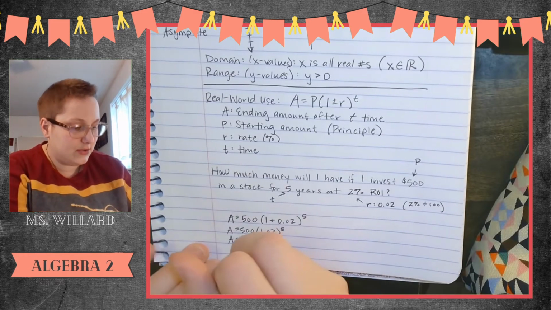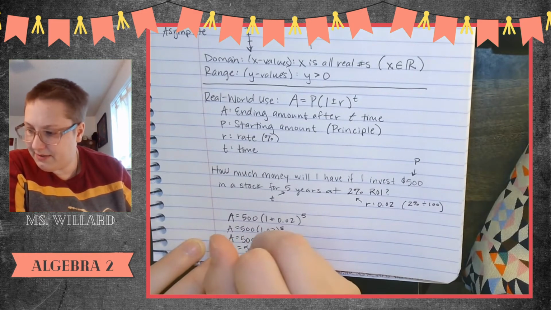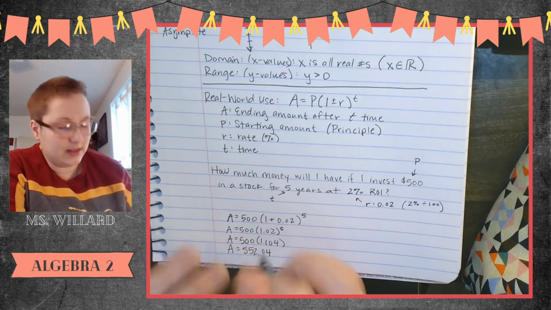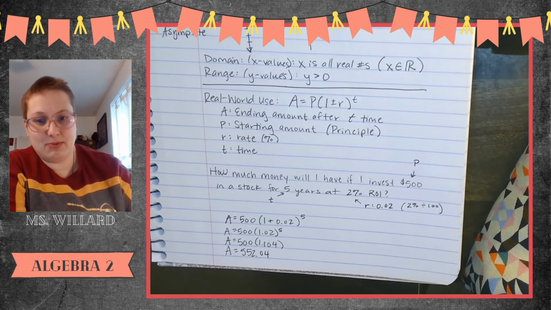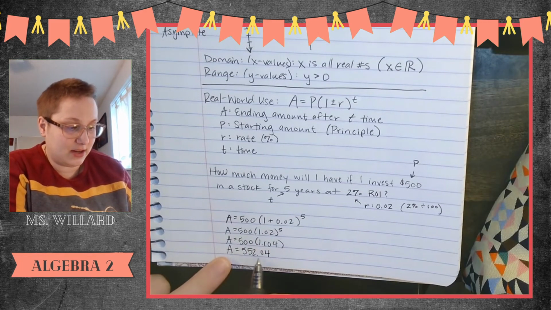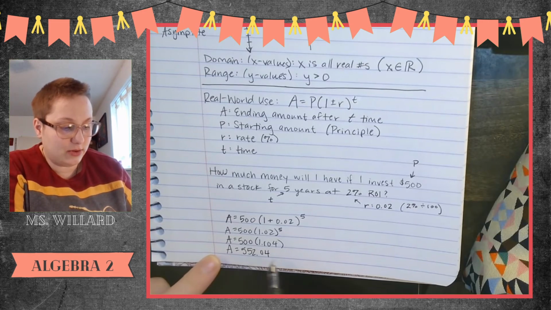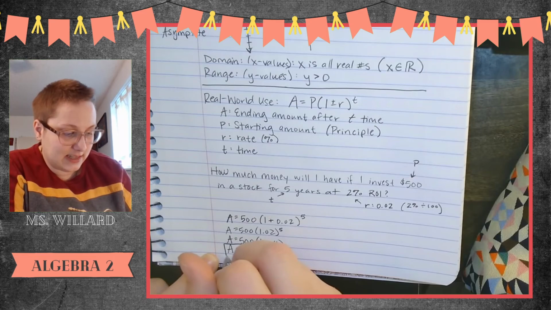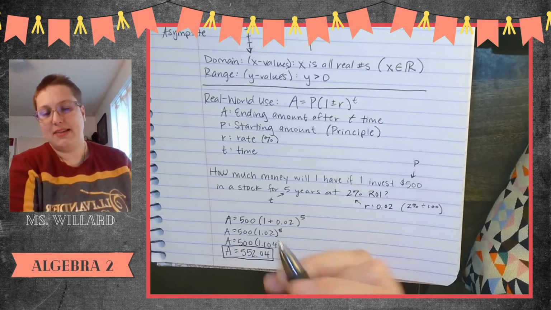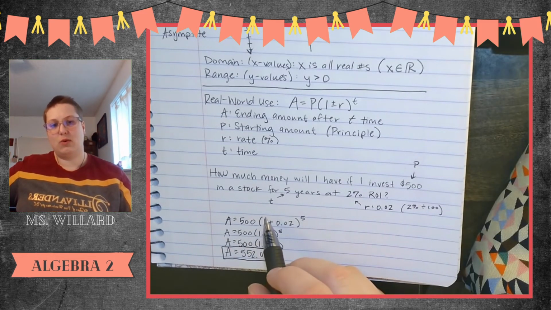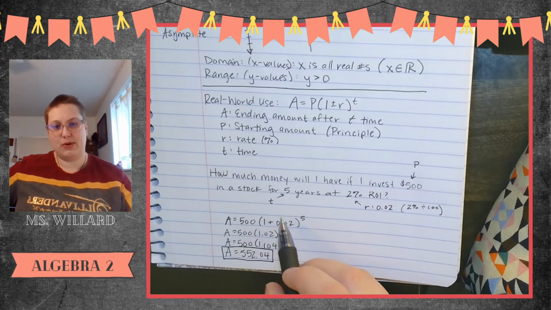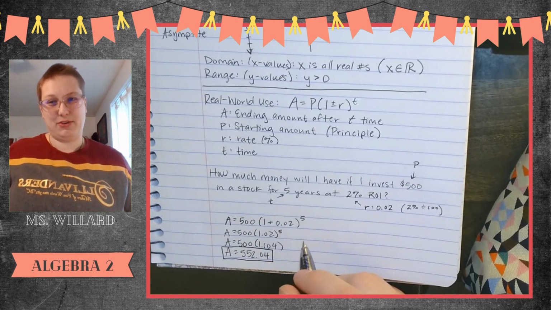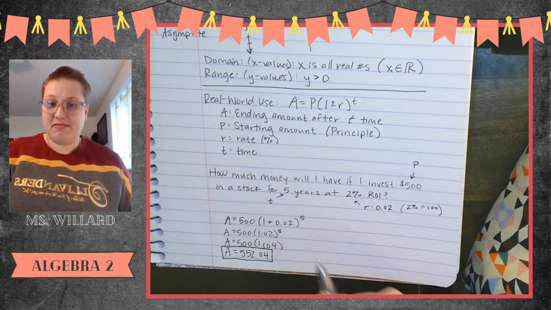Okay, so 552.04. So basically what happened was I gained $52. My total that I cash out is $552 because I put the 500 in there. By the way, that's why we do the 1, because the 1 is the original 500 and then the 0.02 is the amount that I gained at the end of it. But I have to do the whole thing. So I'd make $52.